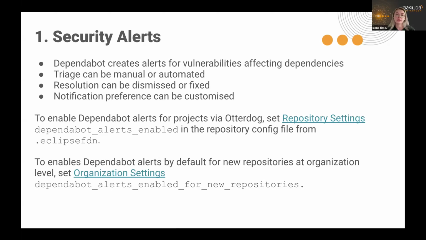Enabling Dependabot security alerts is really quick, and it's something that you can do straight away to improve the security posture of your project. So we highly encourage you to do so. At the Eclipse Foundation, it's really straightforward. To enable security alerts via the self-service or OtterDog, you can set dependabot_alerts_enabled to true in the repository config file from EclipseFdn, and this can be set either on repo level or at the organization level.